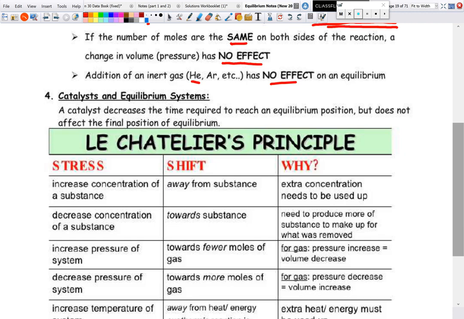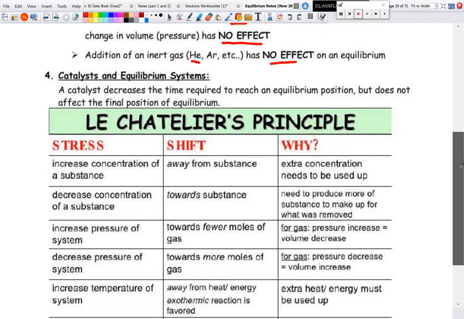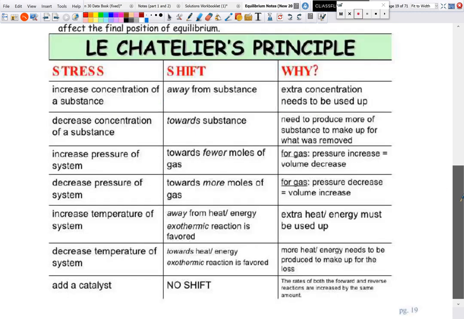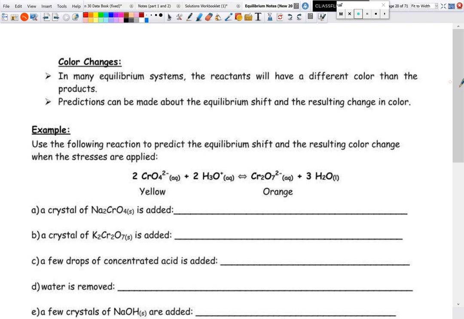All they do is decrease the time required to reach the equilibrium position, but they do not affect the final position of equilibrium or the equilibrium constant. So right here we have basically just a summary of the stress, the shift, and a brief explanation of why. It'll be very handy to pause the video and read through these if you must. But we're just going to go right into looking at some examples.